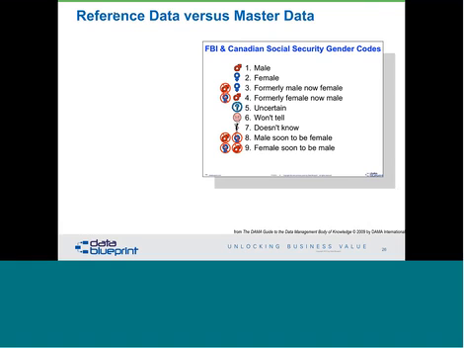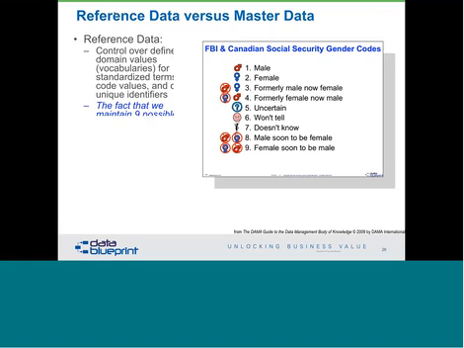as we were at the time, where the Canadian Social Security mandated the maintenance of 9 different gender codes. Again, you can see them listed here: male, female, formerly male now female, formerly female now male, uncertain, won't tell, doesn't know, male soon to be female, and female soon to be male. And this is in the days before Facebook had defined the additional 55 gender codes that you can use to self-identify on Facebook. Again, you can't just simply say if male, else female.